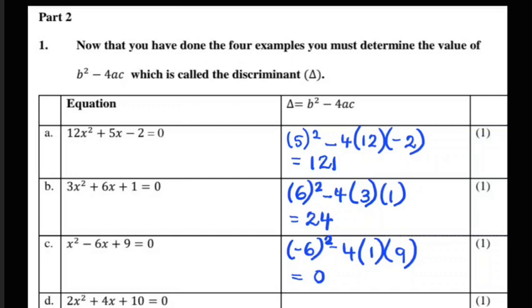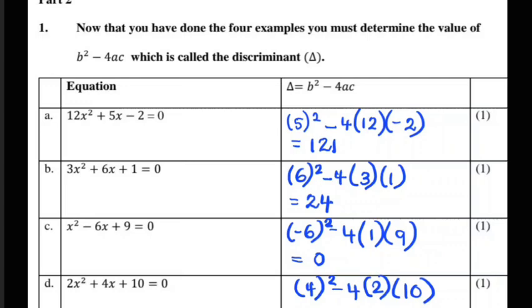Now, you can pause the video and try out D. I'm going to go straight ahead and do the answer. So when we substitute, b is 4, a is 2, c is 10. That gives us negative 64. So these are our answers.